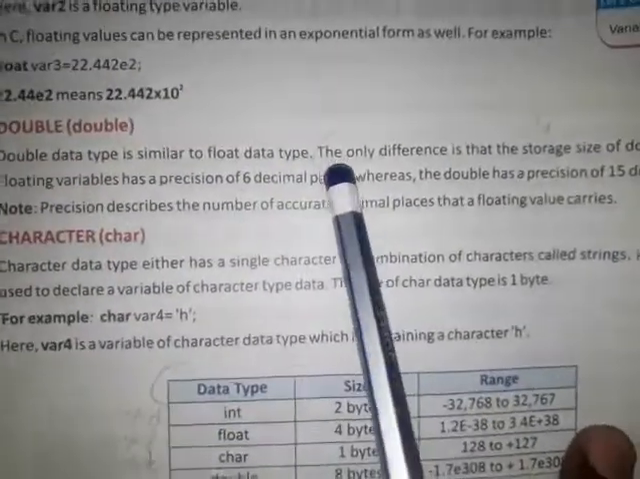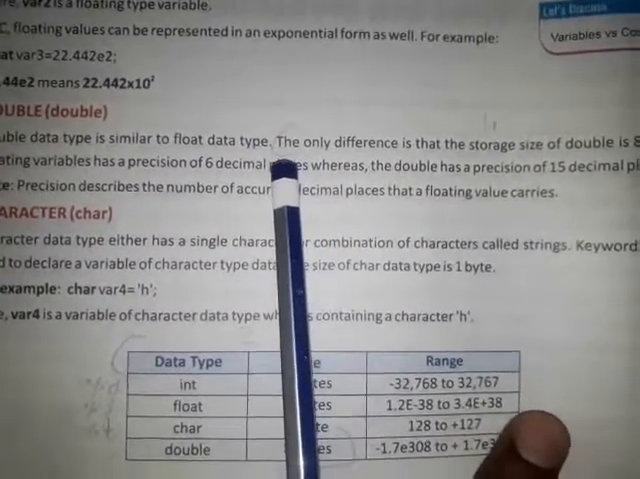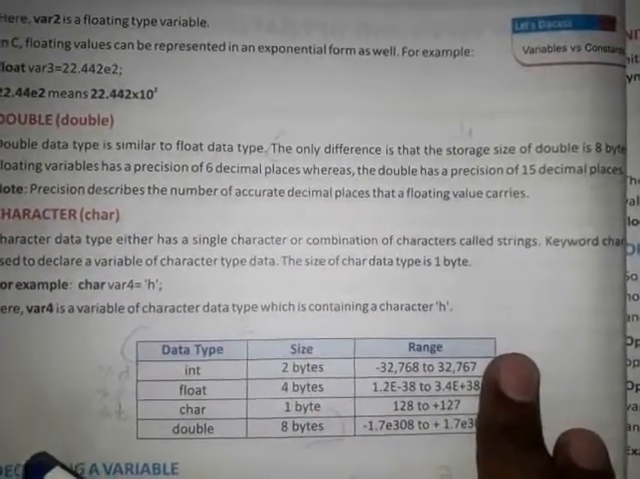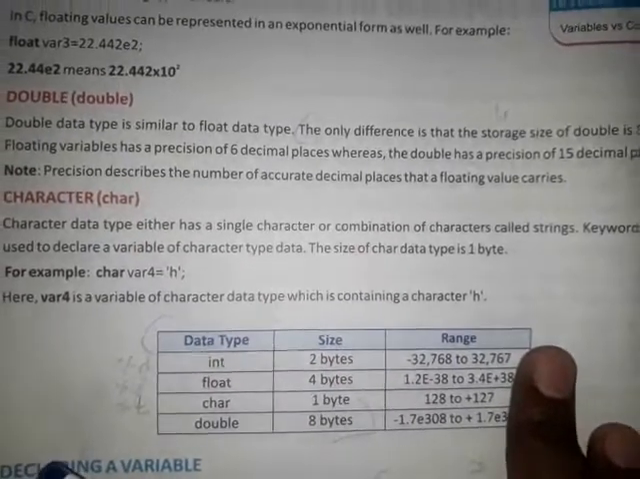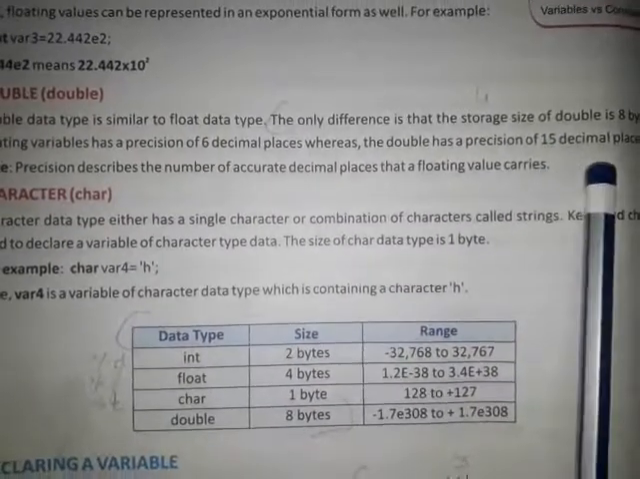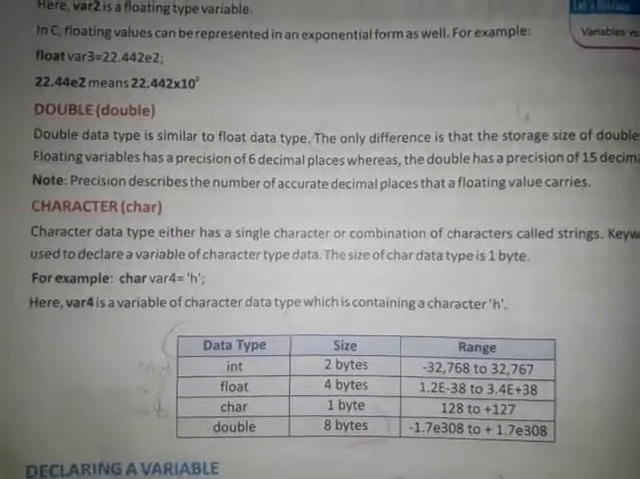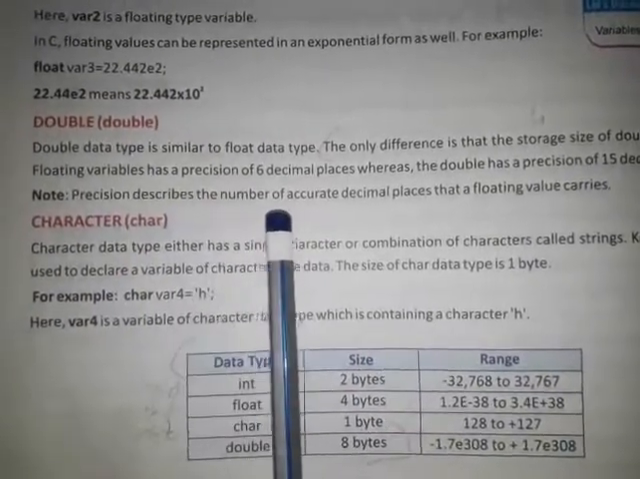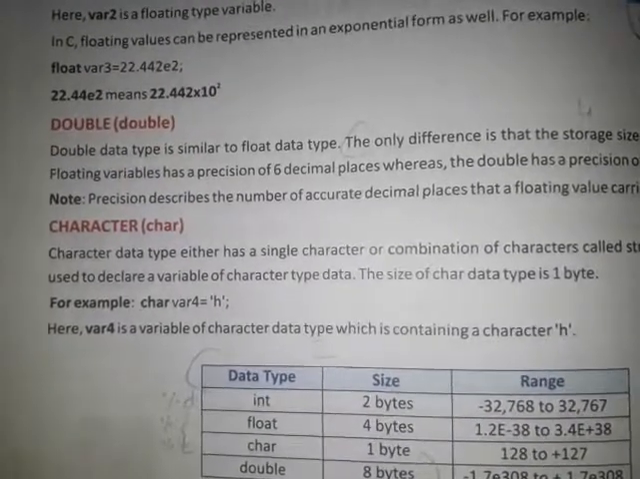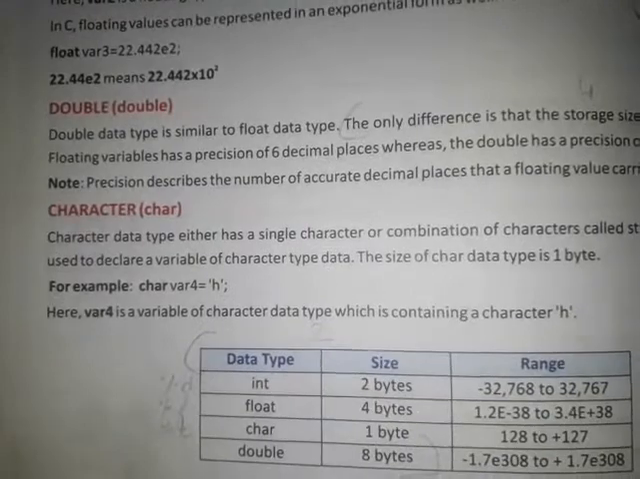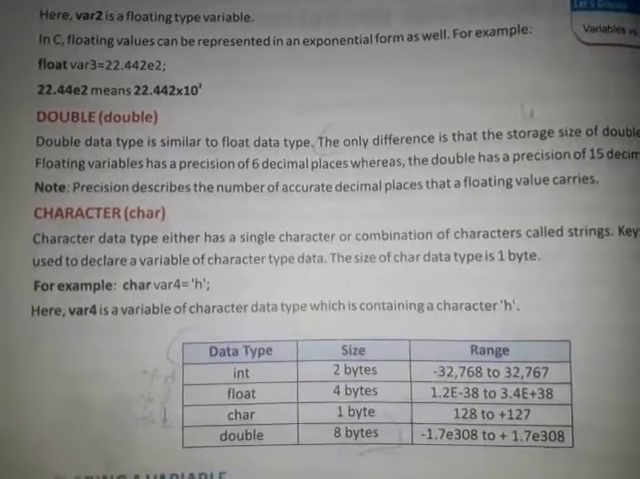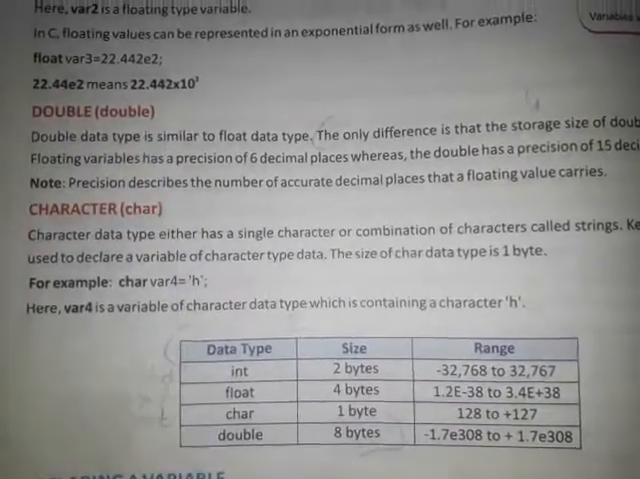So double is actually similar to float data type, but the capability of double is to store large precision floating point numbers, which means decimal fractions up to 15 decimal places. Precision describes the number of accurate decimal places that a floating value carries. It means after the point you can store 15 digits in double data type, while float can store only 6 decimal digits after the decimal point. This is the main difference between double and float.